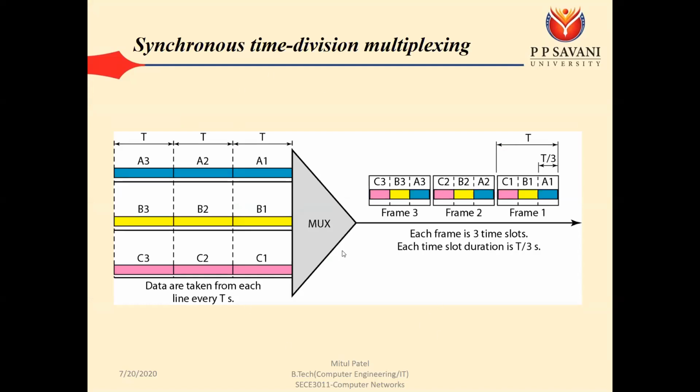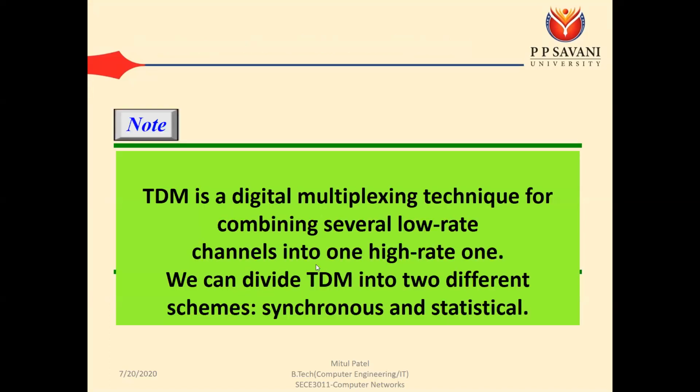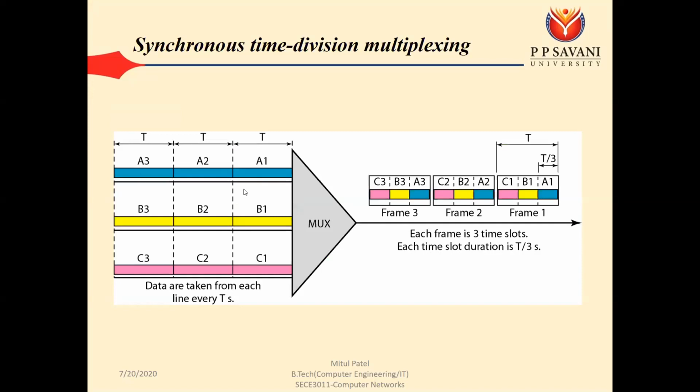So here we have the multiplexer. There are 3 different channels that need to be combined. We can say that we have 3 different channels and they are combined into one single output channel. Here the input channels are divided into various time slots. This time slot can be anything. That unit can be anything. It can be 1 second, 1 millisecond, 1 microsecond.